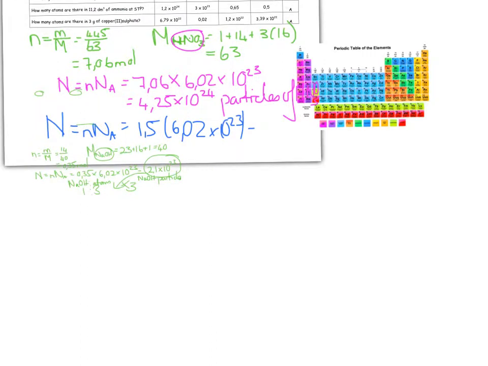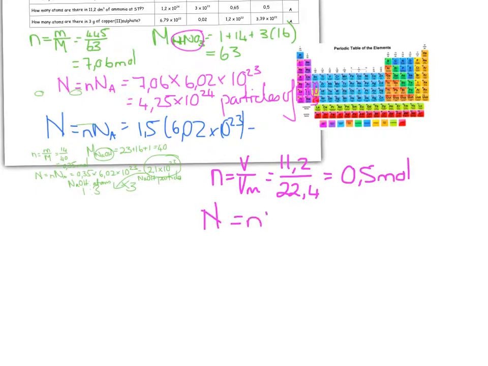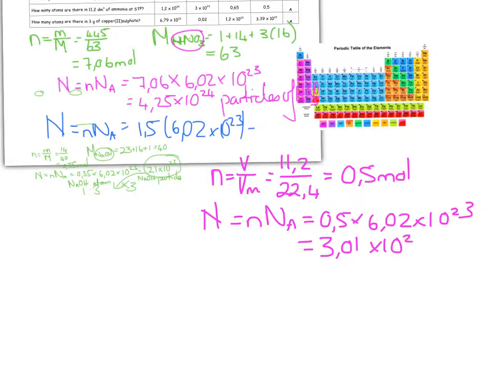Right, now if I am asked to find the number of atoms in a certain volume of ammonia, number of moles is volume over molar volume. They give me 11,2. Molar volume is 22,4. That means I've got 0,5 moles. I now work out the number of particles. Number of particles is number of moles times Avogadro's number, 0,5 times 6,02 times 10 to the 23, and I land up with 3,01 times 10 to the 23.